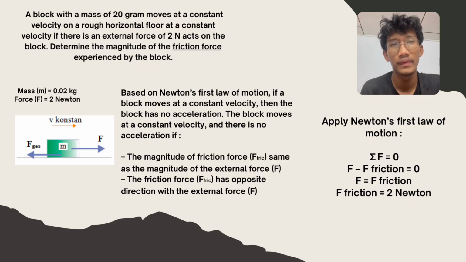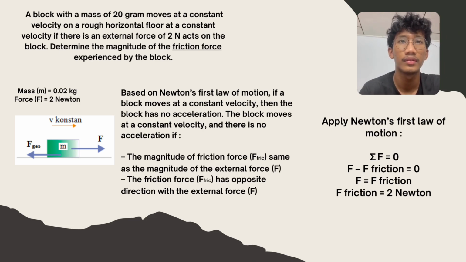So now I will give you one example in real life. A block with a mass of 20 grams moves at a constant velocity on a rough horizontal floor if there is an external force of 2 Newton acting on the block. Determine the magnitude of the friction force experienced by the block. So now we have mass 0.02 kg and force 2 Newton.